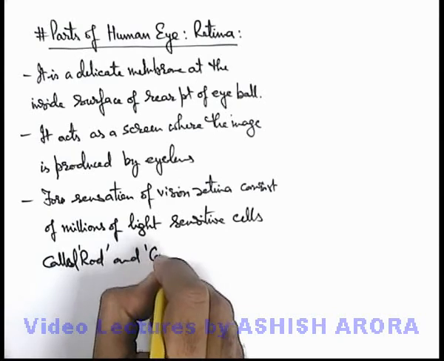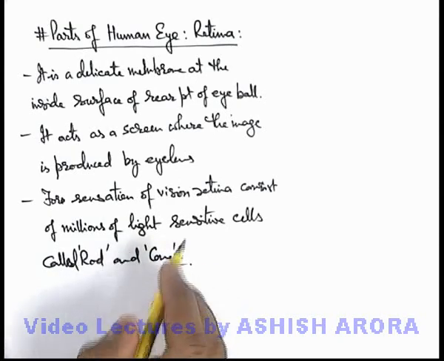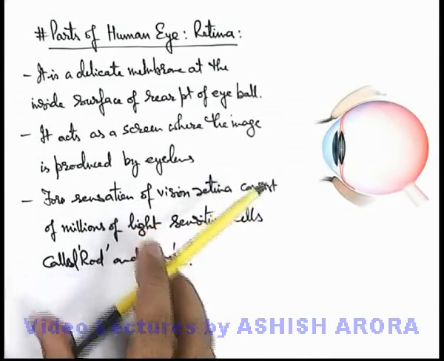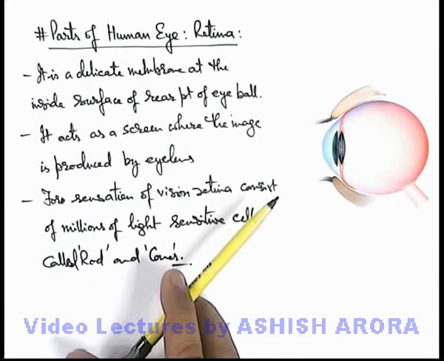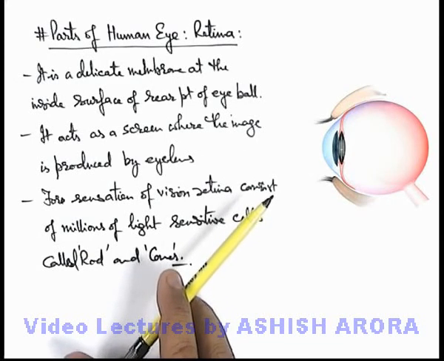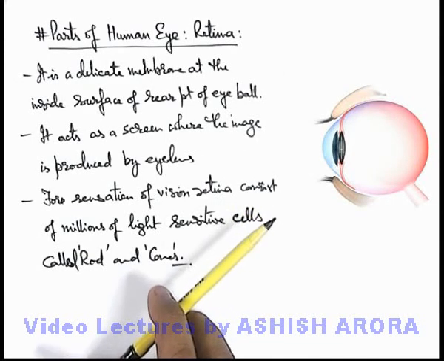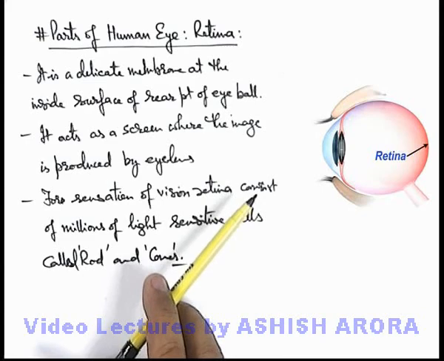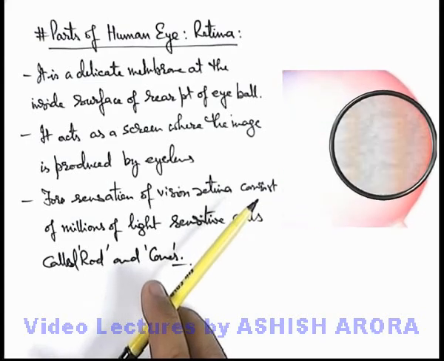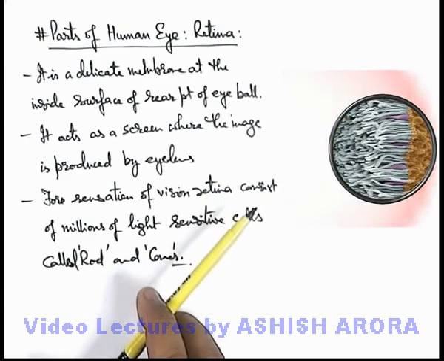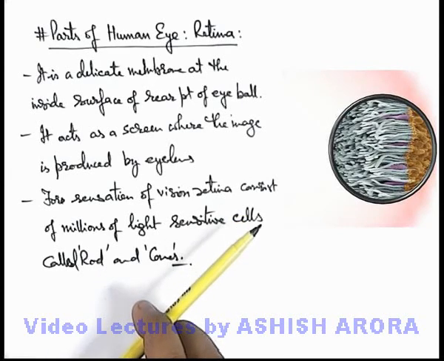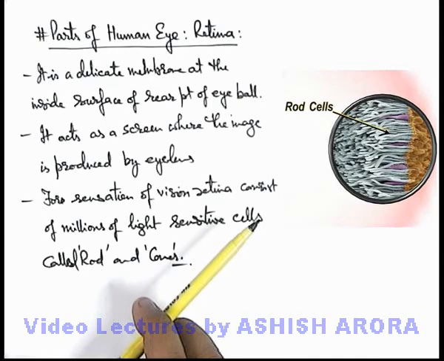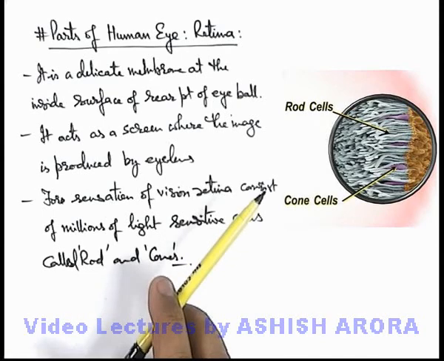rods and cones. Here you can see a picture of the internal structure of a human eye, and the rear part of this eyeball we call the retina, on which the image is produced by the eye lens. Now if we zoom into this retina membrane, we can see at microscopic view there are a lot of cells, some of which are rod shaped and some of which are conical shaped.